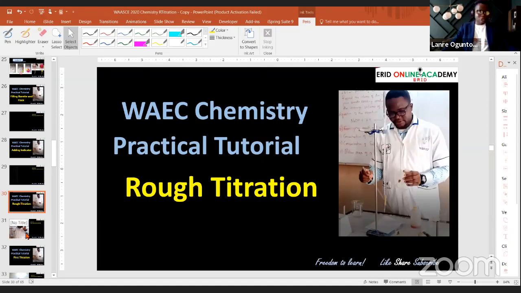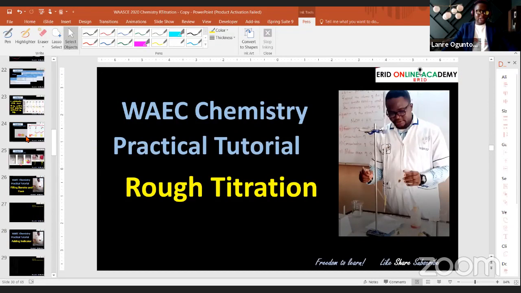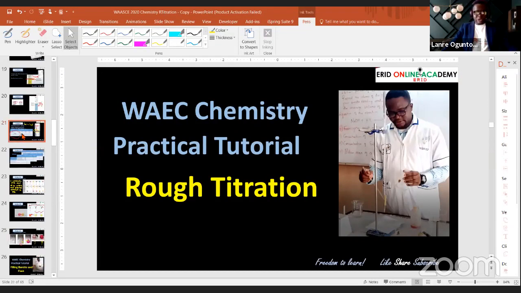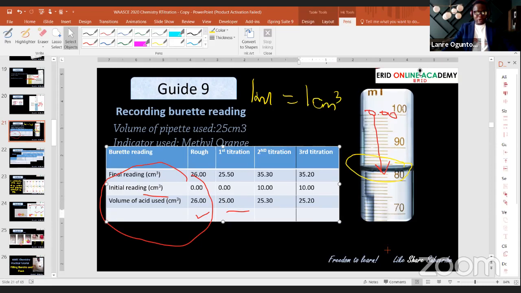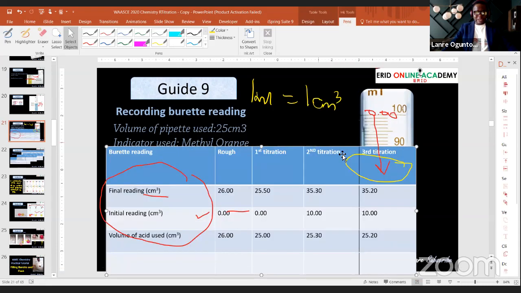So how do you do rough titration? When we talk about rough titration, if you look at the table that I showed you earlier, this table of results, you can see here I have rough. Let me make it a bit bigger so you can see that I have rough in the table of results.